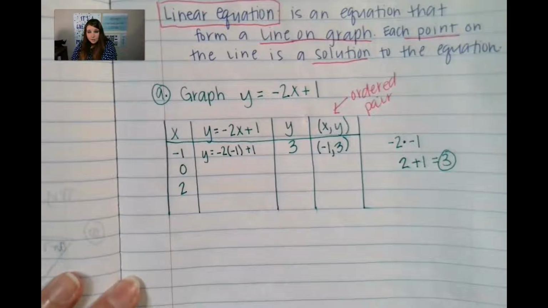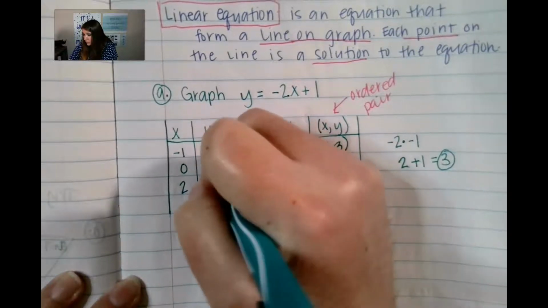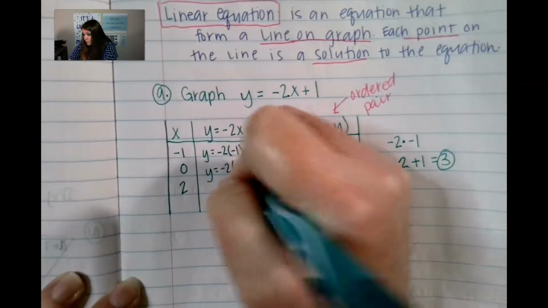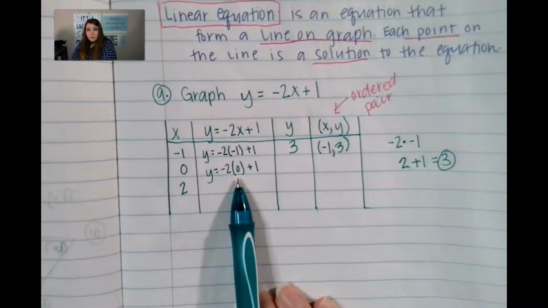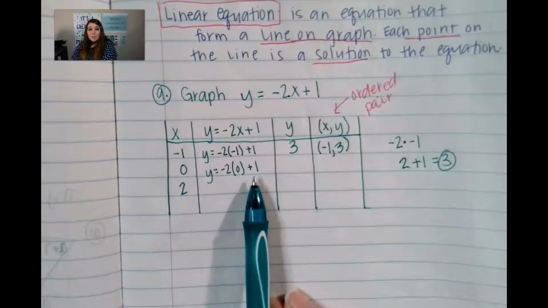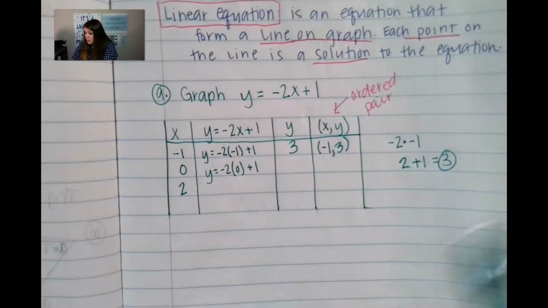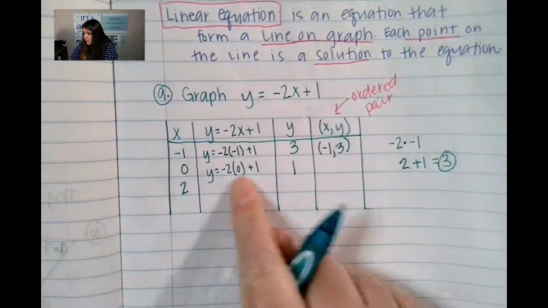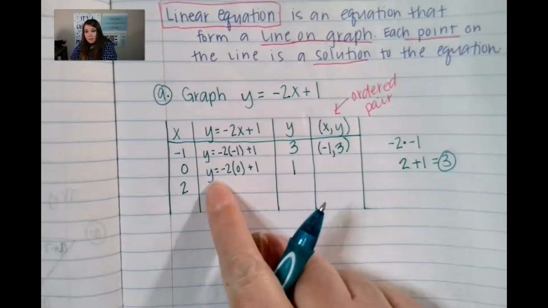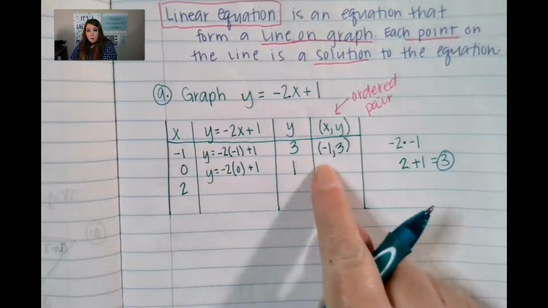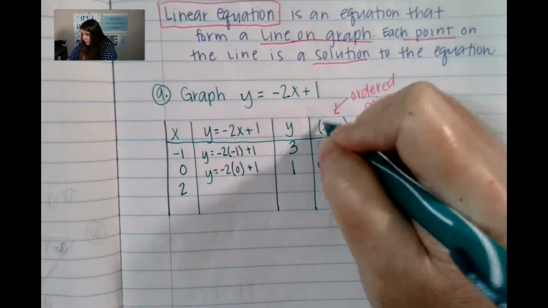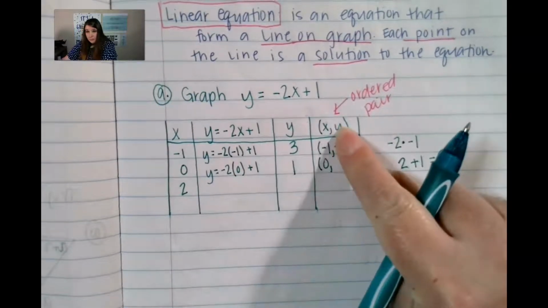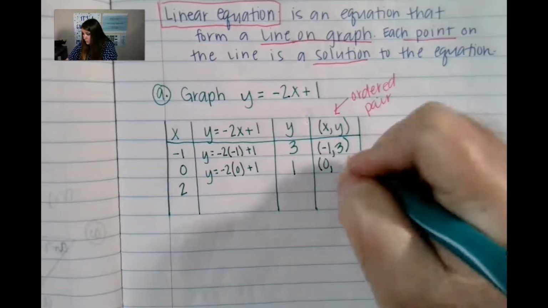So we're using this equation to figure out what the ordered pair is. All right, let's do 0. Let's try 0. So y equals negative 2 times 0 plus 1. Well, we know that negative 2 times 0 is just 0. Plus 1 gives us an output of 1. So in this equation, when x is 0, y is 1. So our ordered pair over here is 0 for the x value, and the y is 1.